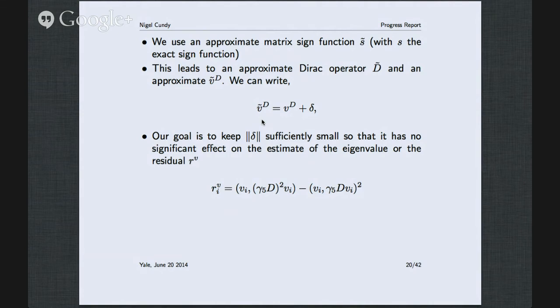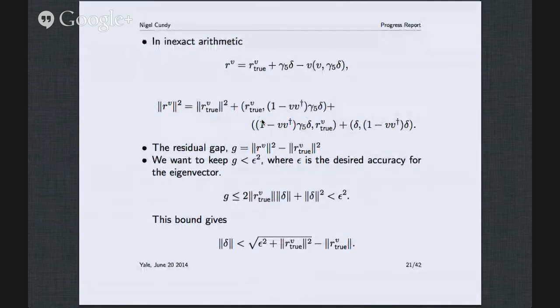It does affect the residual. The residual for an eigenvalue calculation is basically the squared Dirac operator sandwiched between the proposed eigenvectors, minus the single eigenvalue squared. And so if you forget about rounding errors and so on, our residual is going to be the true residual plus some error here, which is proportional to delta. So if you square this up, you can calculate the residual gap is this thing here. So the residual gap is going to be given by the RV squared, which is basically this thing here projected out, minus our true residual squared.